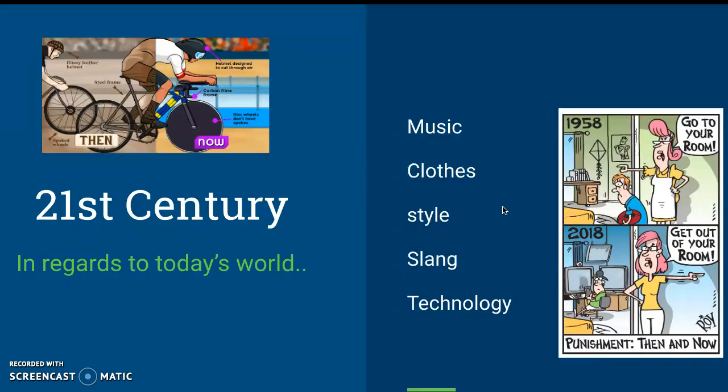And some things worth mentioning in regards to modernism would be music. Changes and shifts in music is a big one. Clothes, style, the slang that we use evolves over time also to become more accustomed to the era that we live in. And also a notable one is technology. Technology is always changing, it's shifting, and so modernism could be for the better, or it could be for the worse, depending on the situation or who it's affecting, really.